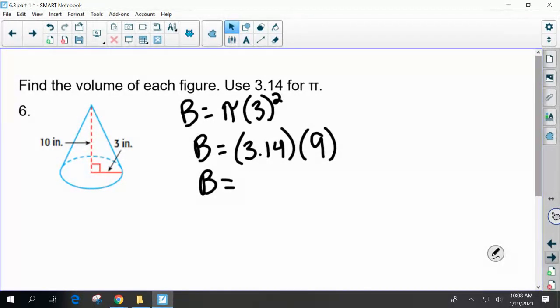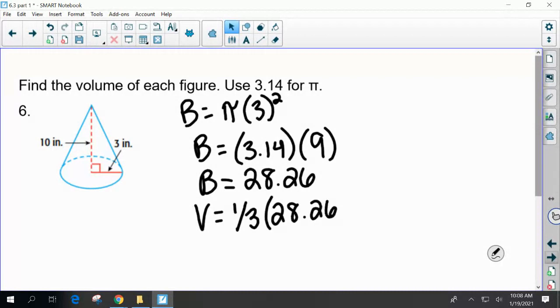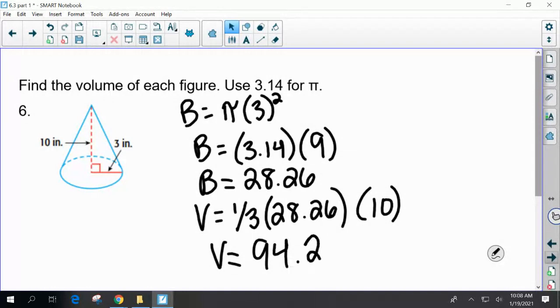Okay. And then the volume would be 1/3 times 28.26 times the height, which is 10. Yes, so it would be 94.2 inches cubed.